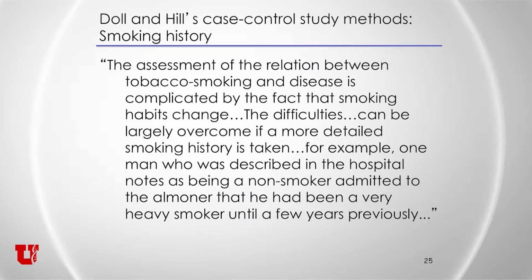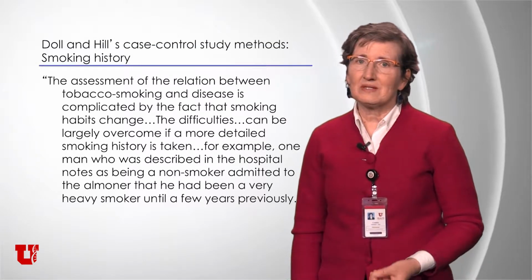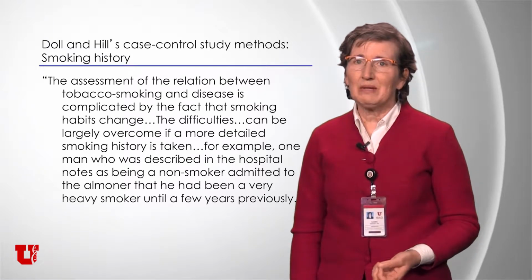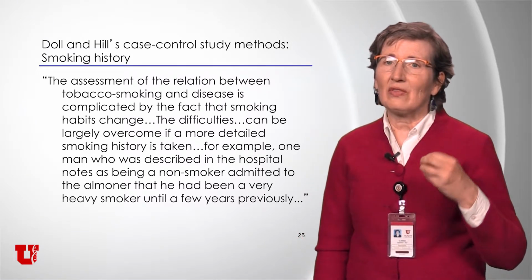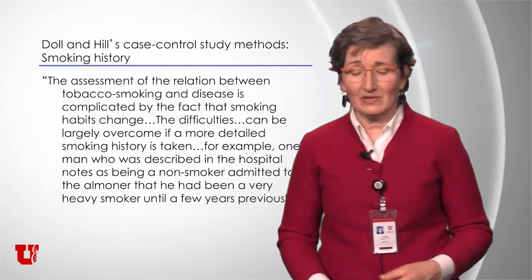So from these cases and controls, they wanted to know the smoking history. They say that the assessment of the relation between tobacco smoking and disease is complicated by the fact that smoking habits change. The difficulties can be largely overcome if a more detailed smoking history is taken. For example, one man who was described in the hospital notes as being a non-smoker admitted to the almoner that he had been a very heavy smoker until a few years previously. And I'll just comment that this is exactly the same scenario today. There are many, many people whose medical records will say that they are a non-smoker, but they actually are a former smoker, which is a different thing in terms of their health risk.